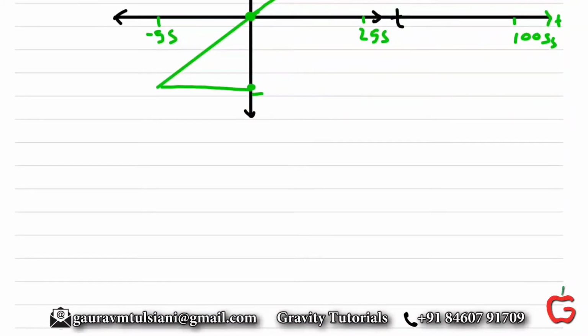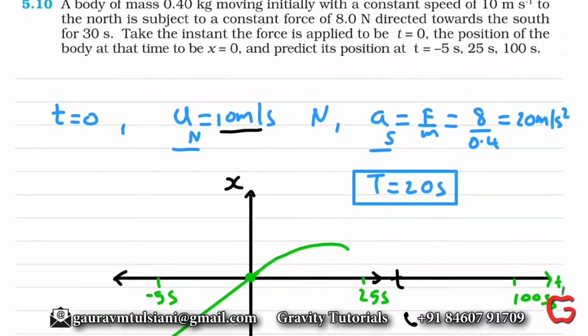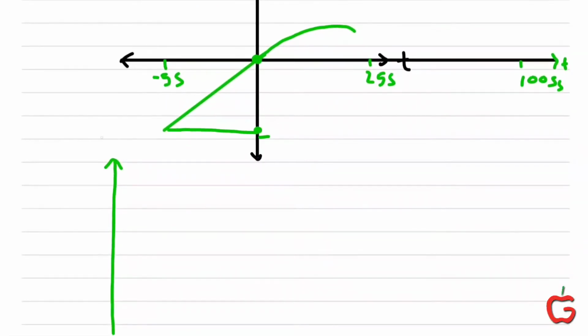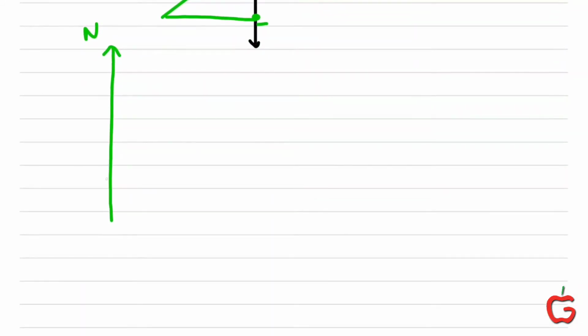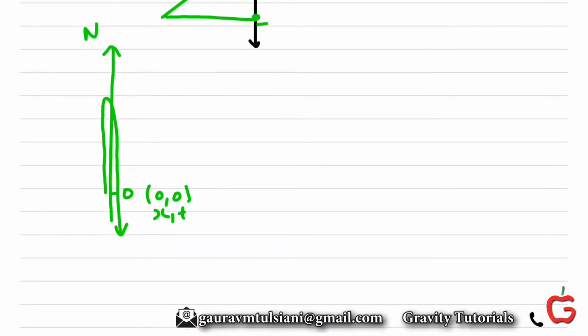What will be happening visually if this is the straight line, this is towards north. So at time t0, x0, so both are 0 here, x and t, the body would be moving up with a speed of 10 meter per second. But since the force is acting, the body would slow down and come towards south. Okay, this is what would be happening in reality.